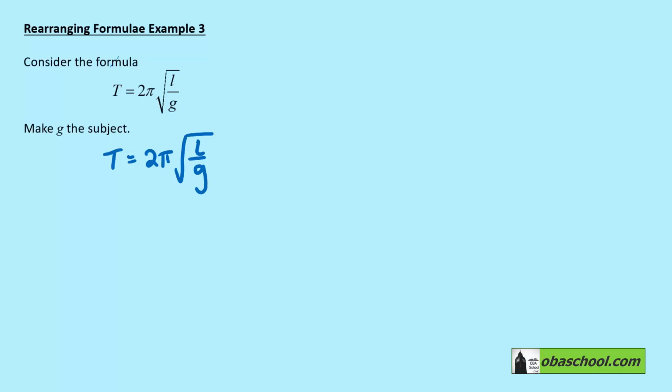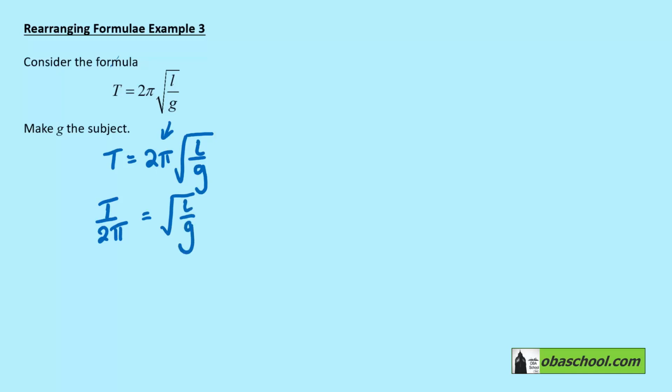So, the first thing I'm going to do is move the 2 pi to the other side. Now, 2 pi is multiplying this square root, so we're going to divide both sides by 2 pi. So I'm going to get t over 2 pi equals the square root of L over g.